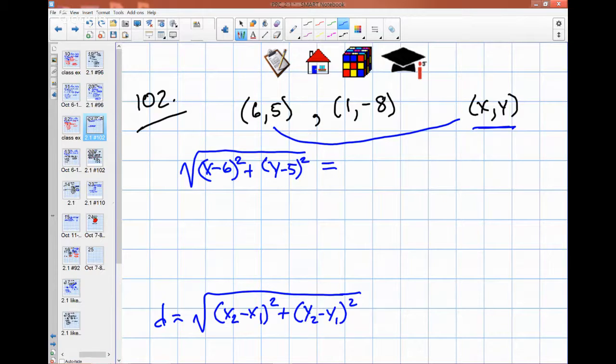Okay, now, as a separate thing, this distance from 1, -8 to x, y. Again, using the distance formula, that's x minus 1 squared, y plus 8 squared. So, why did I set them equal? Because it said find point x, y so that the distance is, so it's equidistant.